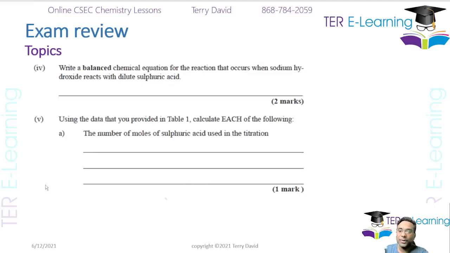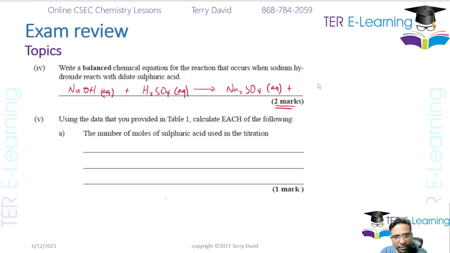Now they said write a balanced equation for the reaction between sodium hydroxide and sulfuric acid. Look at this, 2 marks. So let's go. This is similar to what we did previously. So sodium hydroxide, aqueous, plus sulfuric acid, H2SO4 aqueous, produces salt. In this case, the salt is going to be sodium sulfate, Na2SO4 aqueous, plus H2O liquid.